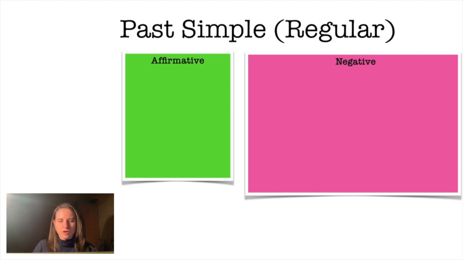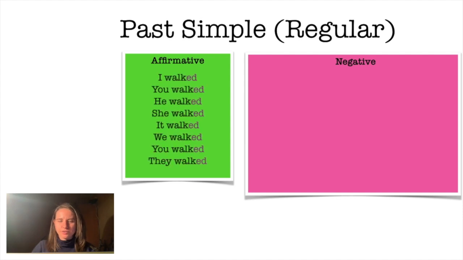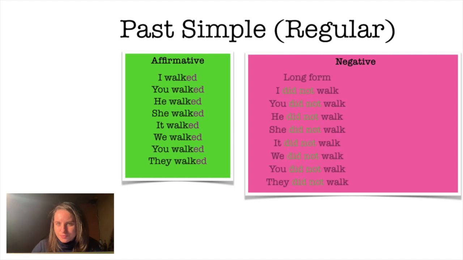All right. So as you know, guys, we already learned about adding ed to the end of the verb when we want to talk about something we did in the past. So I walked, he walked, she walked, they cooked, he skated, she painted. Okay. So as you know, with regular verbs, we add ed on the end. Okay. Now pay attention to negative.